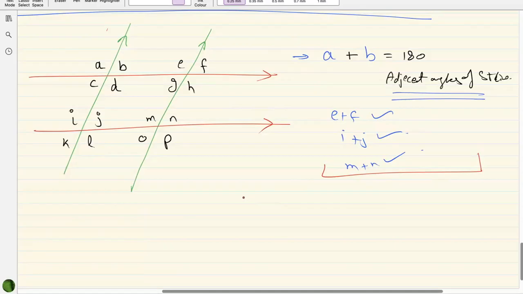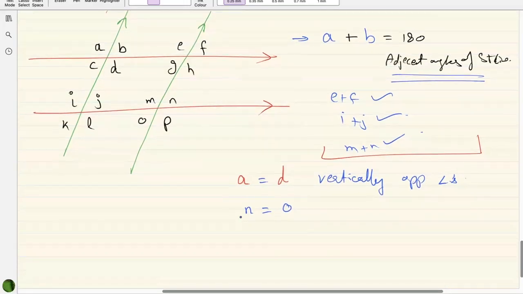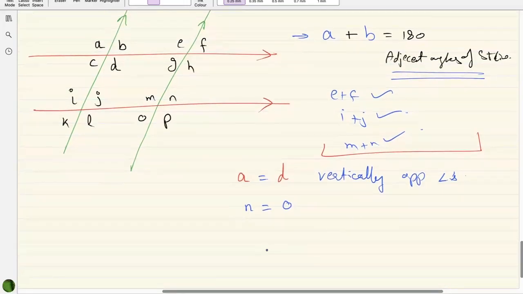What can we say about A and D? They're the same. They're equal. And the name given to them is vertically opposite angles. So name a vertically opposite angle to N. O. That's correct. Name any other set which is vertically opposite. C and B. C and B, correct.